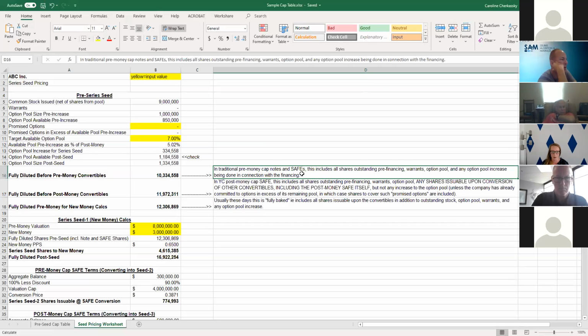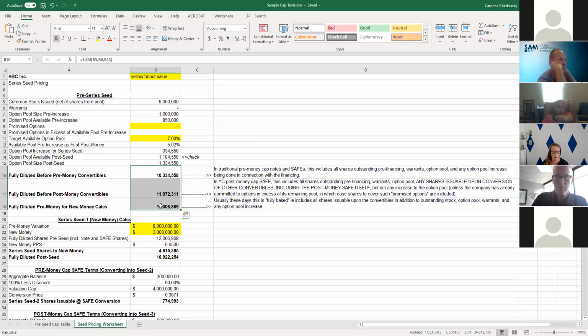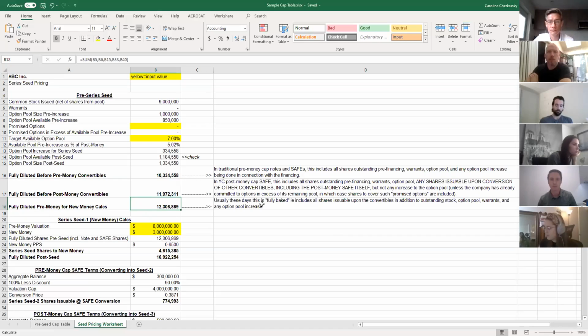Okay, so look carefully at the inputs. And these right here are all the denominators, right? So this is what the question is, what cap are you using, right? For the notes or the safes, or for the new money, what pre-money valuation? And then to get a price, you divide that valuation or that valuation cap by the total number of shares assumed to be outstanding before that pricing gets applied. And in this case, you'll see they're all different, right? That's because, like I said, the price rounds these days are usually fully baked.